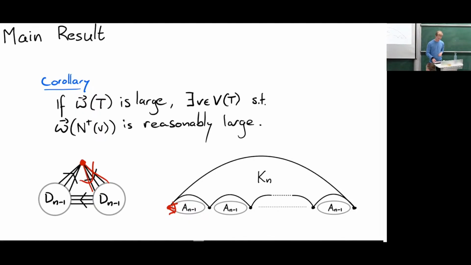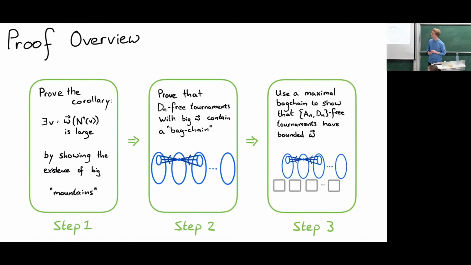Okay. So, onto the proof. I will show you a high-level overview of the proof, and some of the elements we'll dive into a little bit more. But there are also some parts of the proof that are a little bit finicky and technical, so we won't do every detail of the proof. So actually, the first step of the proof is to prove this corollary. It follows from our theorem, but to prove our theorem, we also need it. And we do this by showing the existence of big so-called mountains, which are a tool that was introduced earlier in the literature.